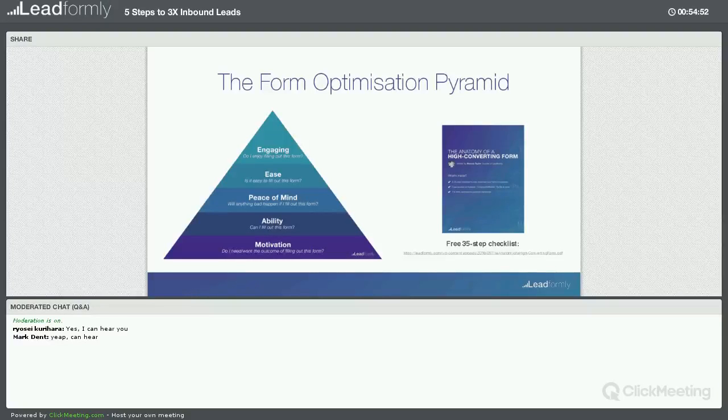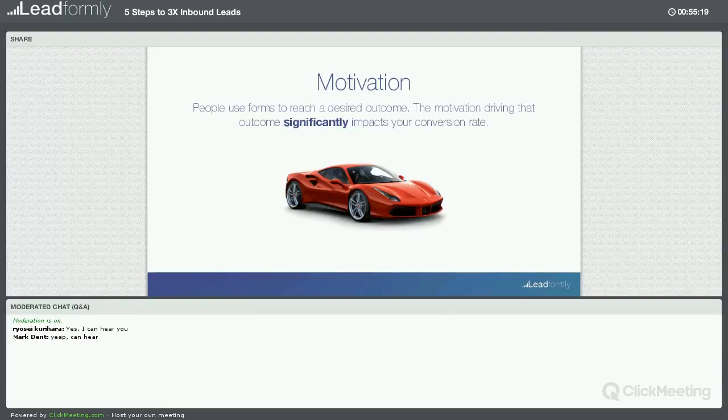But each of these areas has a huge number of different sub-factors. And we've put together a completely free checklist that you can use. We'll share the URL at the end of the webinar. It has 35 different things that you can evaluate your forms on, so that you can apply this to your forms to get some ideas on how you can increase your conversion rates. So starting at the bottom of this pyramid, we have motivation.